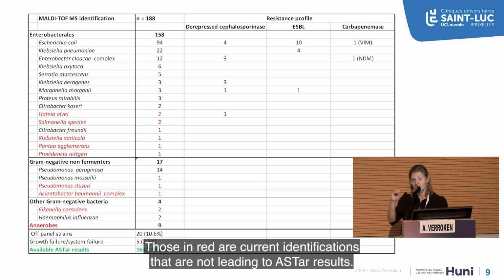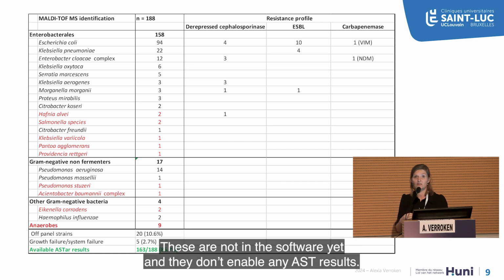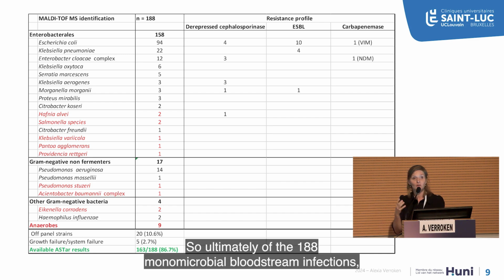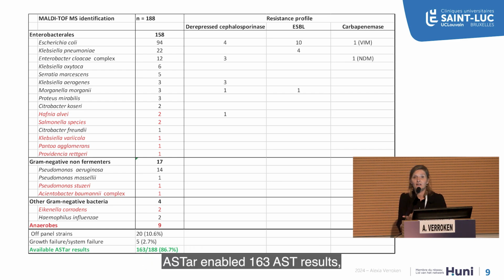So you see the details of the identifications. Those in red are currently identifications that are not leading to ASTar results. So these are not in the software yet, and they don't enable any AST results. This is something you have to be aware of. So ultimately, of the 188 monomicrobial bloodstream infections, ASTar enabled 163 AST results, which is approximately 87%.